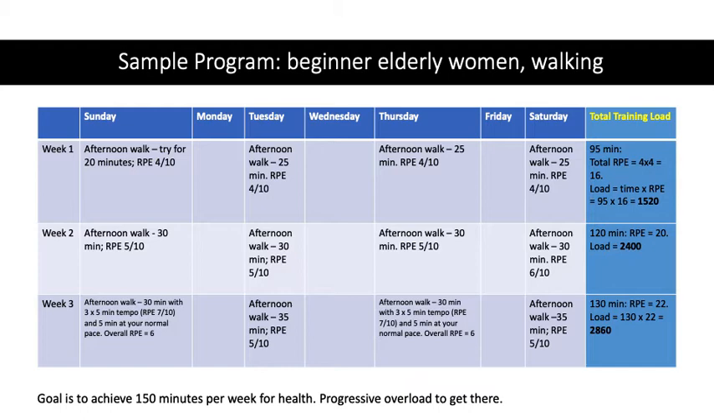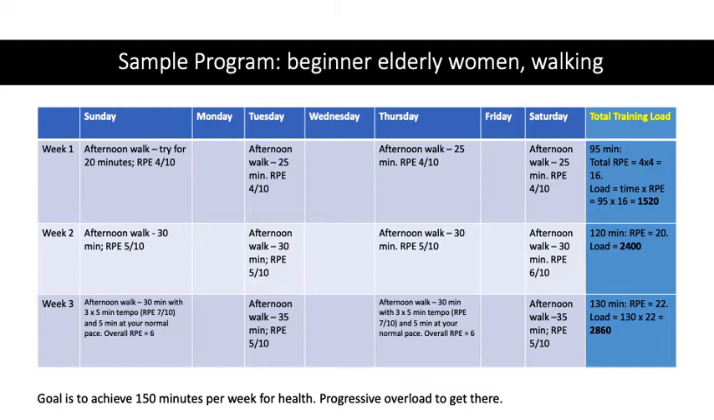Okay, so for week 2, we have an afternoon walk. I upped the duration to 30 minutes. And I said, okay, this should be a moderate intensity at a 5 out of 10. And then Tuesday, again, an afternoon walk of 30 minutes, RPE of 5 out of 10. Thursday, 30 minutes, RPE of 5 out of 10, and then Saturday again.